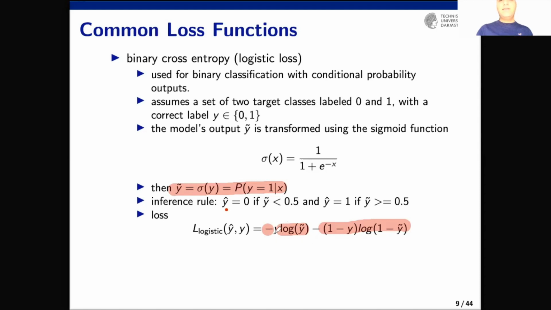Right? And this story is also true for when the true label is 0. Then the first term is 0, and the same story happens for the second term here.